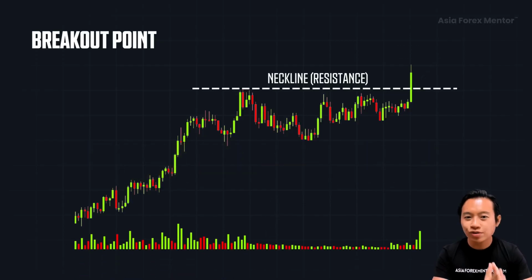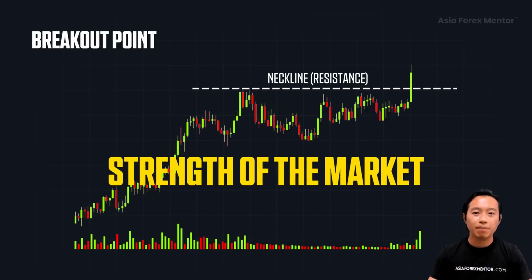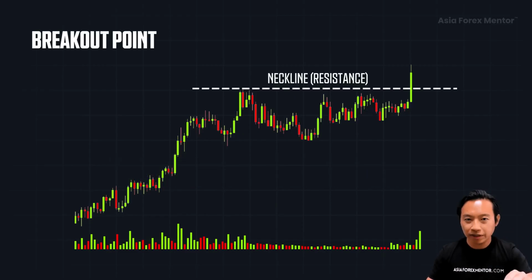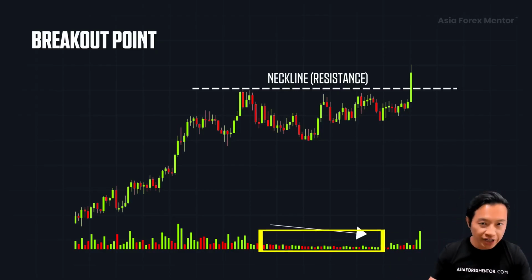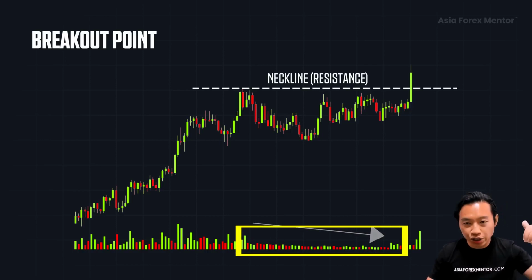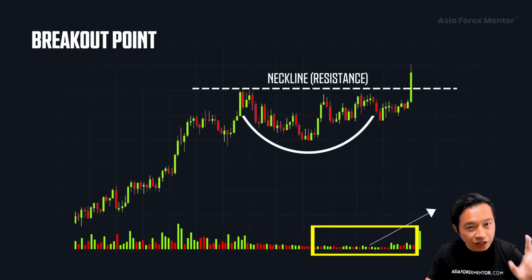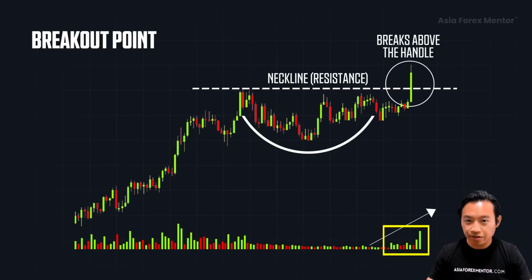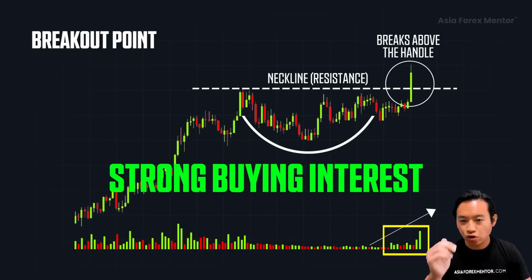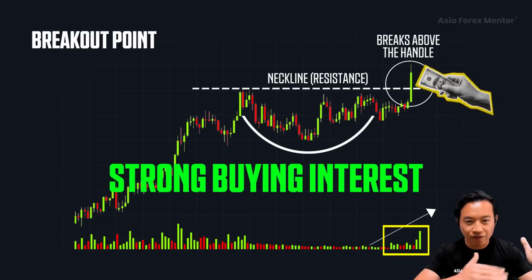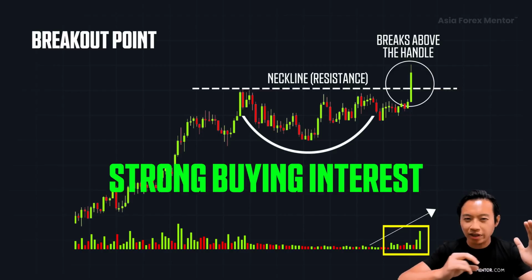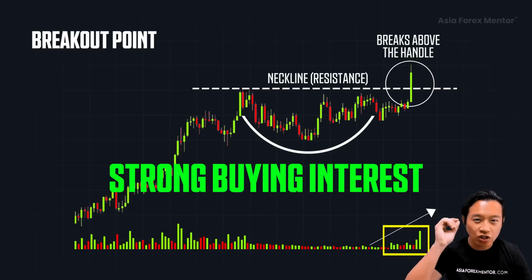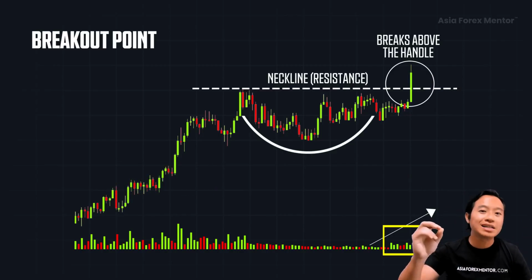The volume tells us the strength of the market at that current moment. So it is important to gauge the strength of the breakout. Here's what to look for. The volume should decrease during the formation of the cup and then increase as price breaks above the handle. This indicates strong buying interest at that moment. The formation of the cup isn't going to be too strong because it's gathering momentum, but it should increase when price breaks above the handle.